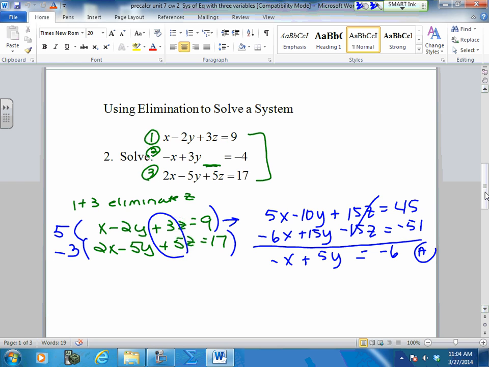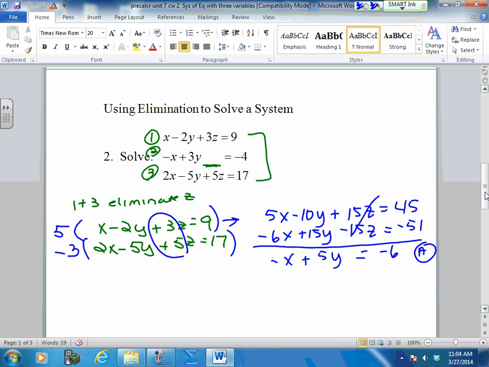Label this A. This is how I do it, and ever since I was in high school, I label my original equations 1, 2, 3. When I combine them, I label them A's and B's. This way I know what I have to work with in the next step. Now, normally, if this had a z, we could combine this one and eliminate z, and then combine those two. But this one has no z.